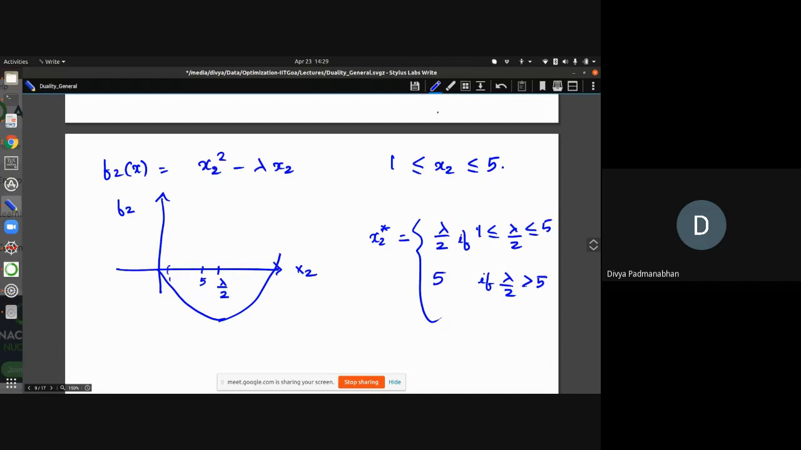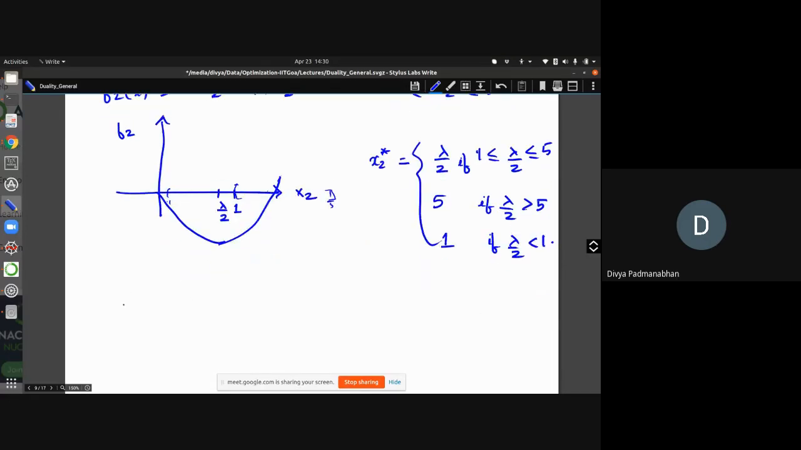Now you also have the other case, when lambda by 2 is on this side. So 1 is here and 5 is somewhere here. In this case, what is the minimum value of the function? 1, right? You're looking at only this interval. So in this case, it's 1 if lambda by 2 is less than 1.